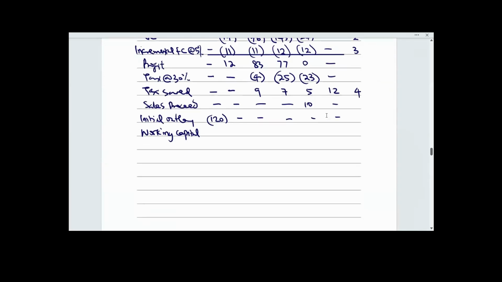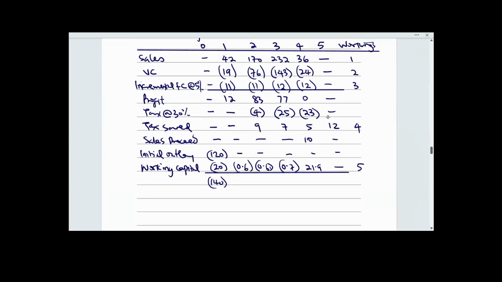Yes, the first one is year 0, here is 20. Then 0.6, 0.6, then 0.7. Year 4, we recover 21.9. This is working number 5. So at this point, we need to determine the net cash flow. So let's do it together.